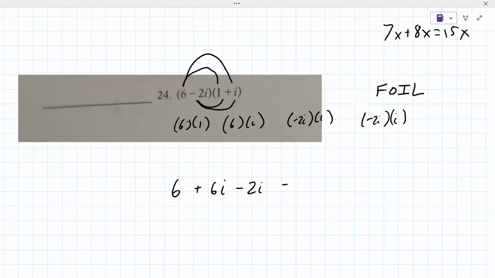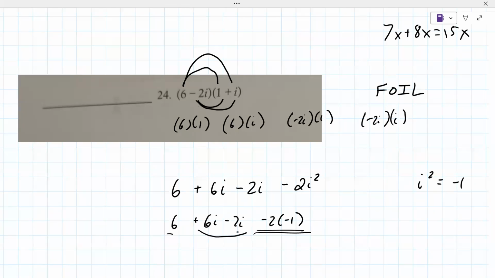Negative 2i squared. Okay, and from our list earlier, what does i squared equal? i squared equals negative 1. Good. So this is 6 plus 6i minus 2i minus 2 times -1. So you can combine these. You can figure out what this is, minus 2 times -1, and add it to the 6. Okay. So I'd like you to do that now for us, please.